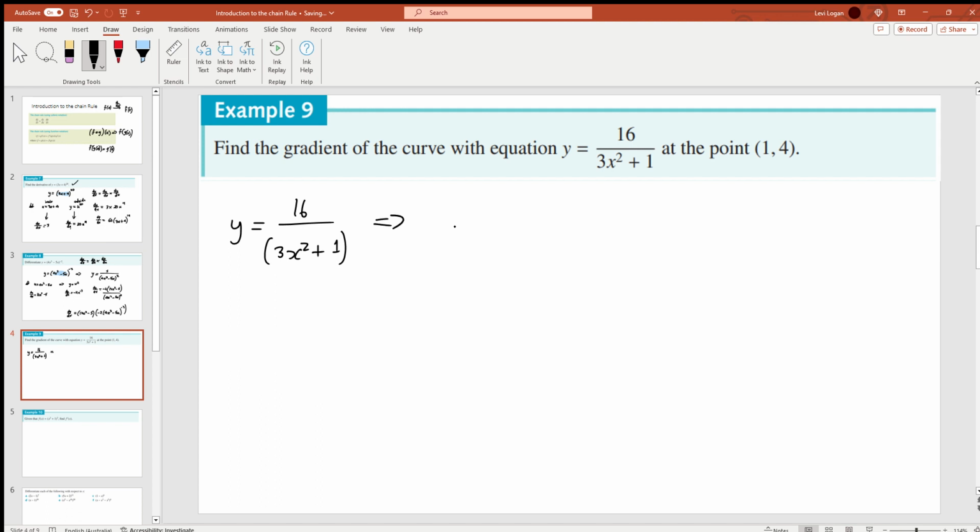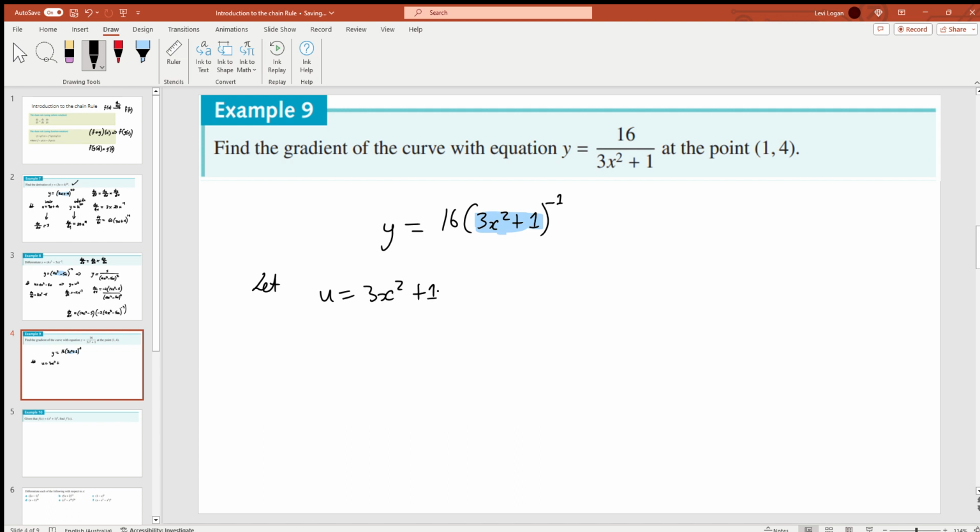So I can rewrite this as 16 times 3x squared plus 1 to the power of negative 1. And now I can differentiate that. So I'm going to rub this out and just chuck a y next to it. So first of all, we've got to identify our inside function. So our inside function is here. So we'll go, all right, let u equal that.